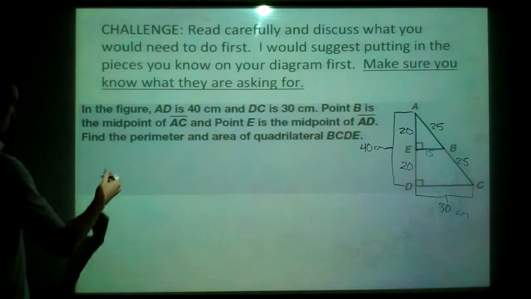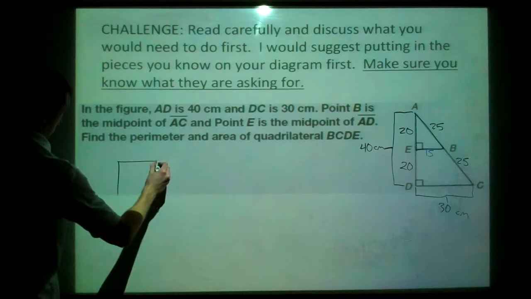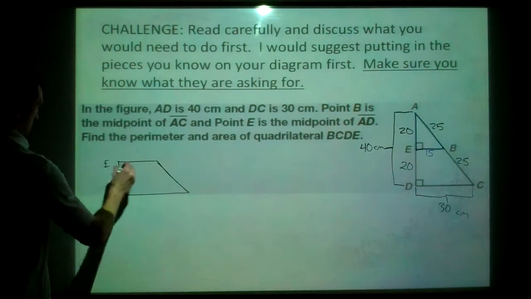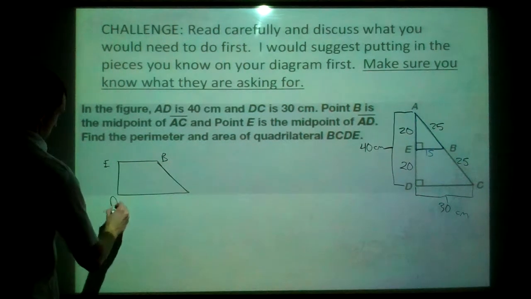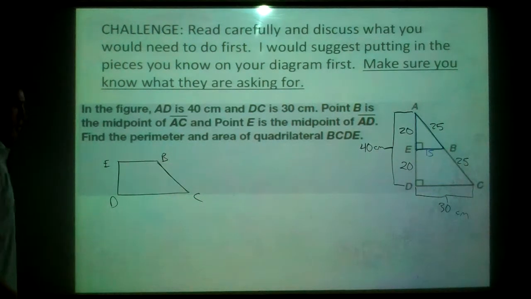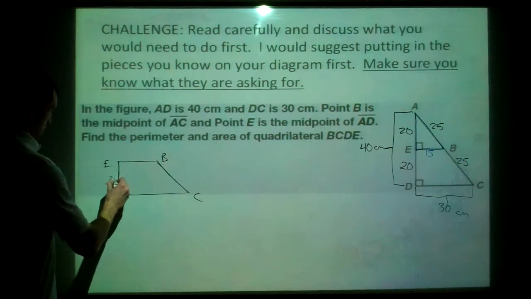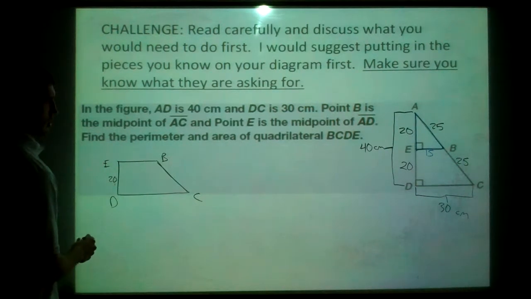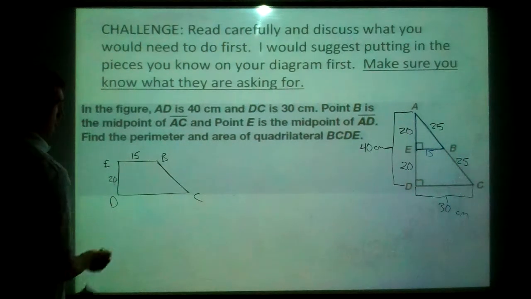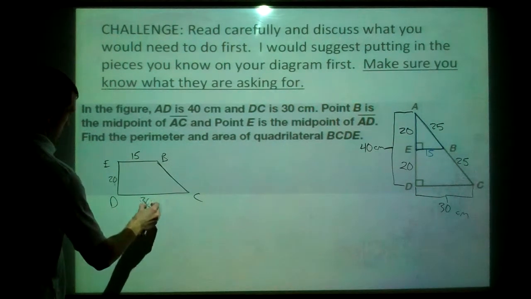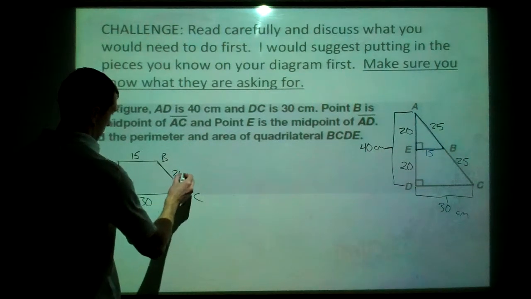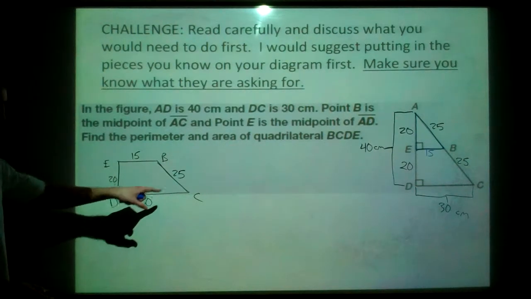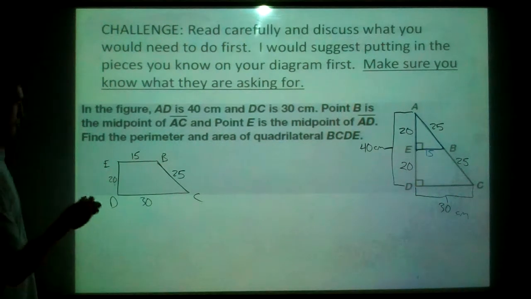And then let's focus on what we have. Remember, we were looking for the area and perimeter of this right here. E, D, C, D. Okay. So we've got 20, 15, 30, and now 25. So we can get the perimeter. You can get the perimeter by adding all these up. 20 plus 30 plus 25 plus 15. That'll give you the perimeter.